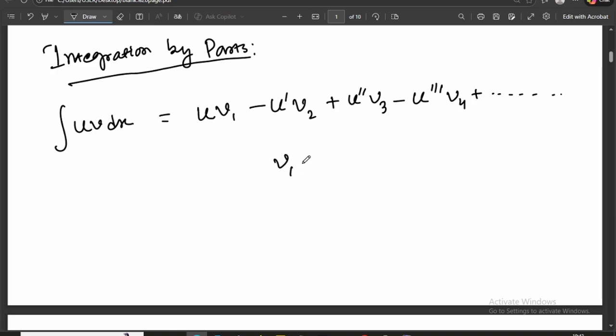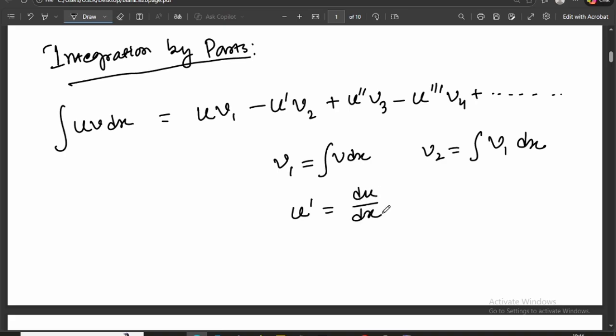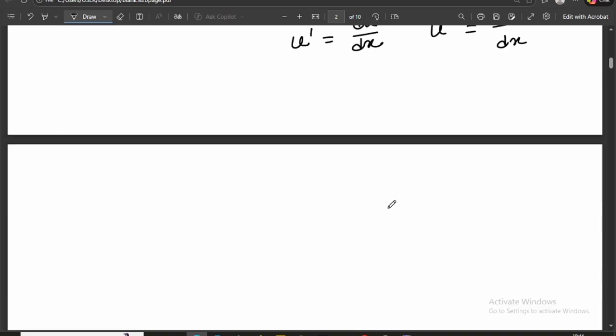where v1 is integration of v dx and v2 is integration of v1 dx, and u dash is du dx and u double dash is du dash dx, and so on. Now let's look at some applications.